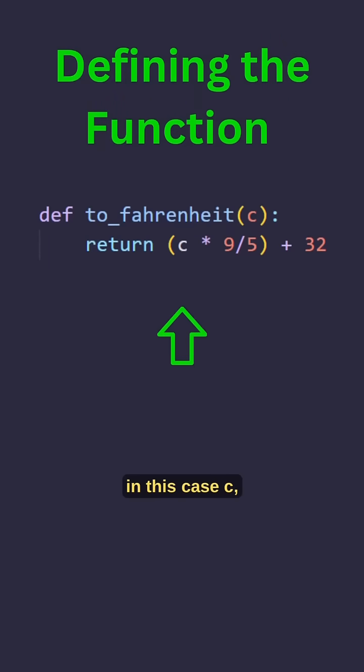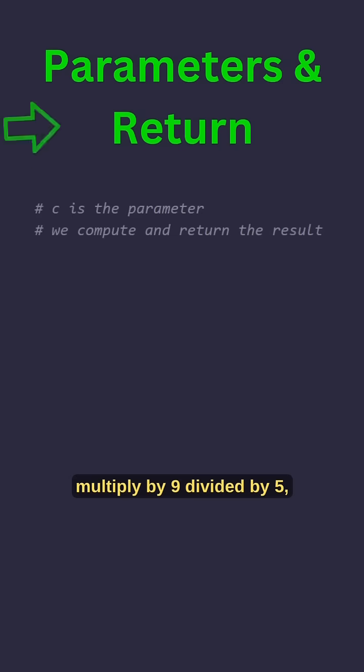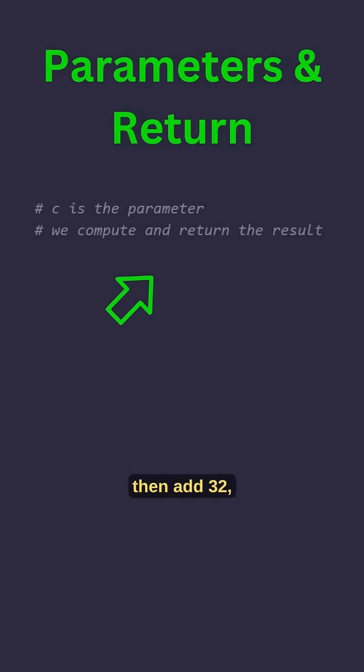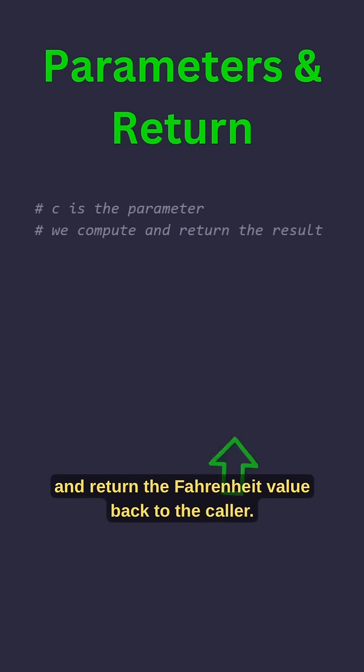Use def, your function name, and a parameter, in this case C, for Celsius, to start your function. Inside the function, multiply by 9 divided by 5, then add 32, and return the Fahrenheit value back to the caller.